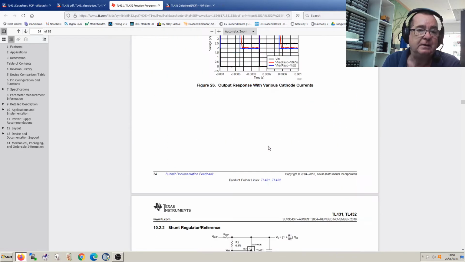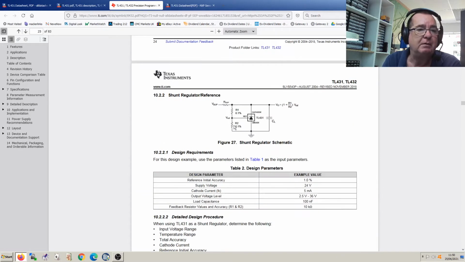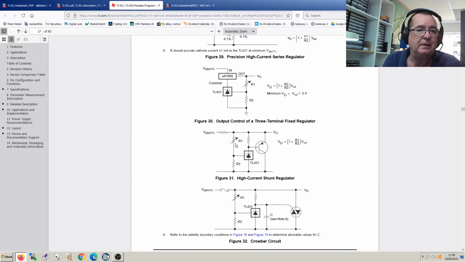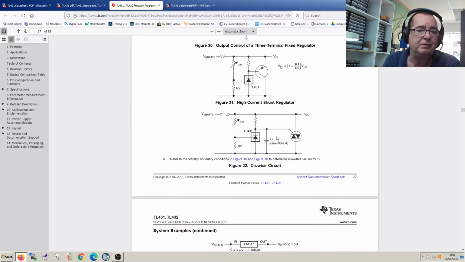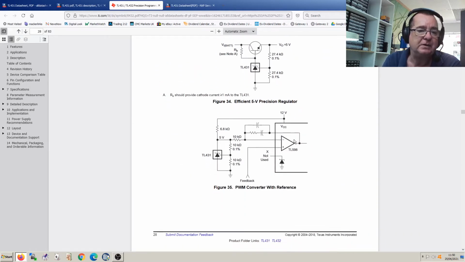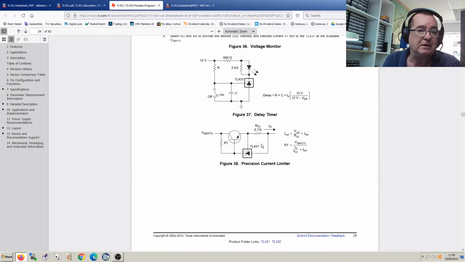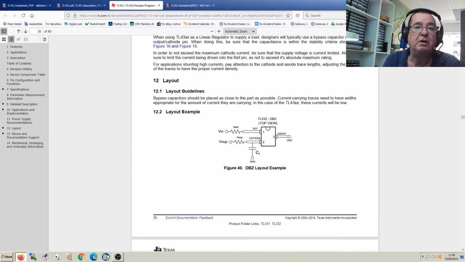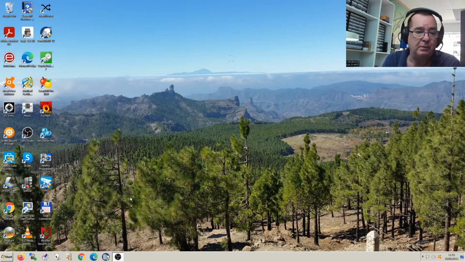And we have, further down here, typical applications. It shows you how to build a shunt regulator, more things. You see loads and loads of examples of how these can actually be used. So you can see it has a whole wide variety of uses. So if you're interested, come and have a look at this data sheet. It will give you a lot of information. Anyway, that's basically how it works.